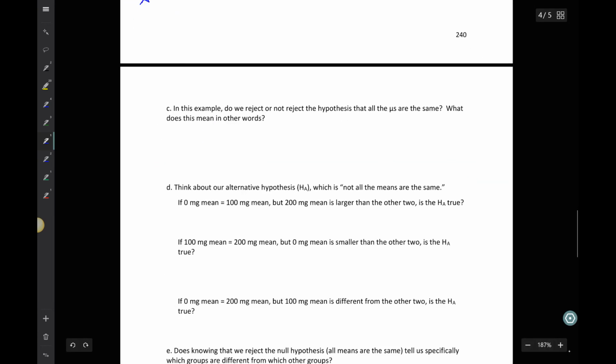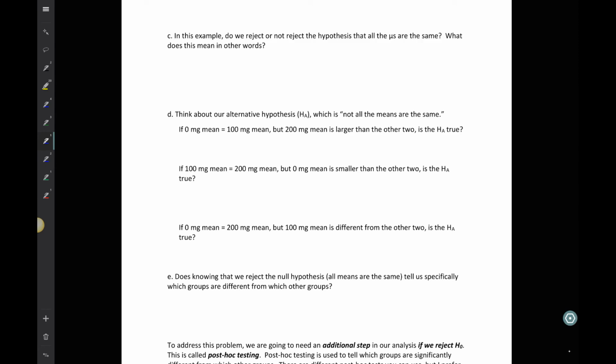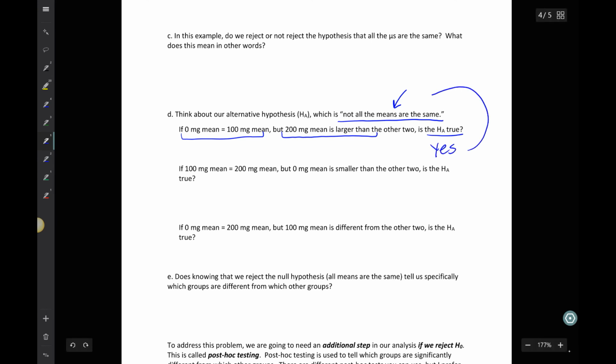Then after you've gone through, I want you to do some critical thinking on this last part. So thinking about our alternative, not all the means are the same. Think about, if these 2 are equal, but this one is different, is it true that not all the means are the same? These 2 are the same, this one is different. Then if one of them is different, yeah, it is true that not all the means are the same because this one is different, not the same.